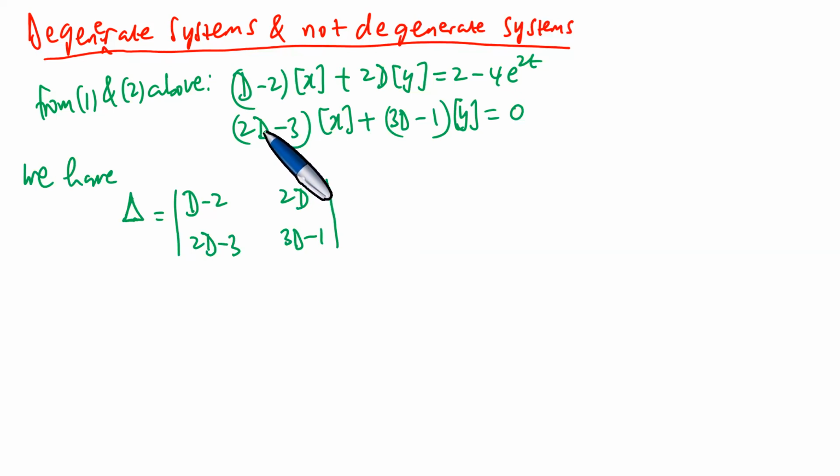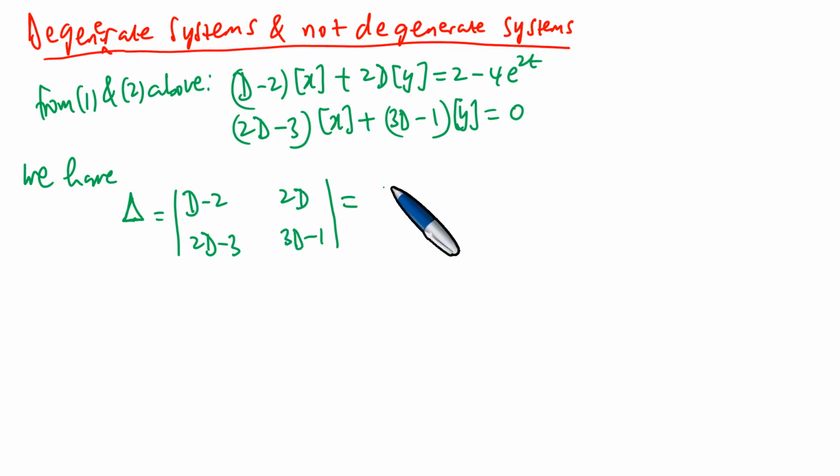All right, so I want us to analyze this very carefully because it is very significant for us to understand this. Let us find the determinant of this. This refers to the determinant of the coefficient matrix, when you have the 2D, the D minus 2, etc. And this is how we study degenerate systems and systems that are not degenerate.